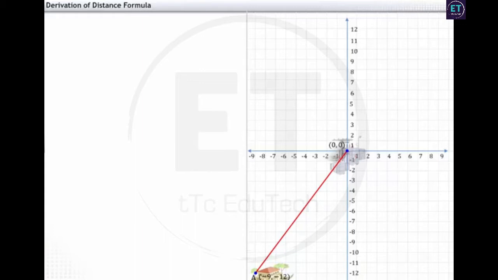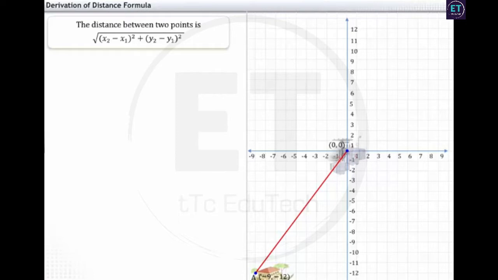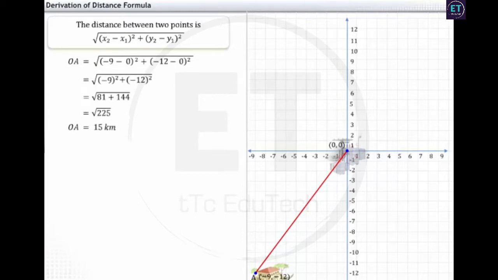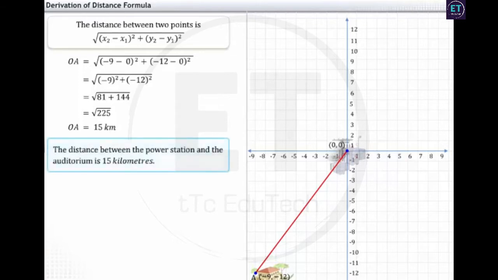The formula for calculating the distance is square root of (x2 minus x1) whole squared plus (y2 minus y1) whole squared. When you substitute x1, y1 equals 0, 0 and x2, y2 equals -9, -12 in the formula and simplify, you get the distance of OA as 15 kilometers. Thus, the distance between the power station and the auditorium is 15 kilometers. Thus, you can find the distance of any two points using the distance formula when the coordinates are given.